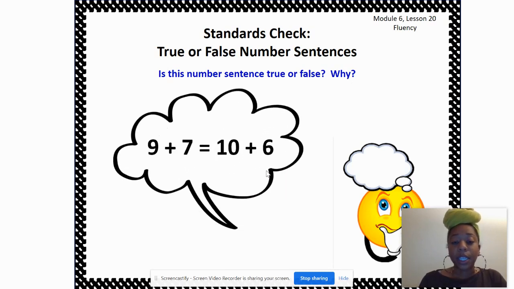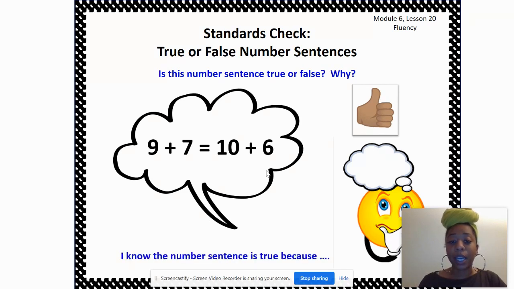This is a number sentence with an expression on both sides. Let's see if this number sentence is true or false. 9 plus 7 equals 10 plus 6. Let's see what the sums are on both sides. 9 plus 7, let's count. 9, 10, 11, 12, 13, 14, 15, 16. Okay, 9 plus 7 is 16. Now let's count the other side. 10, 11, 12, 13, 14, 15, 16. Both sides' sums are 16. So I think the number sentence is true. We know the number sentence is true, friends, because how do you know? That's right. You know because both sides equal 16, which means both sides are equal. Good job.